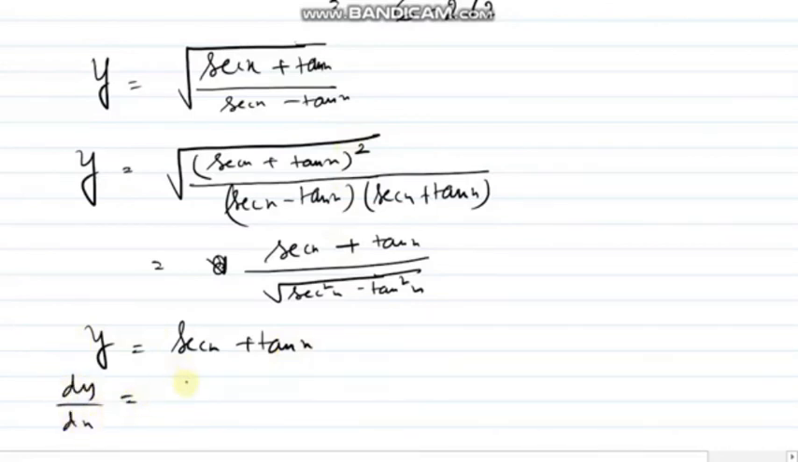Now dy/dx will be d/dx of sec x, which is sec x tan x, and d/dx of tan x, which is sec square x. So that's all for the video.